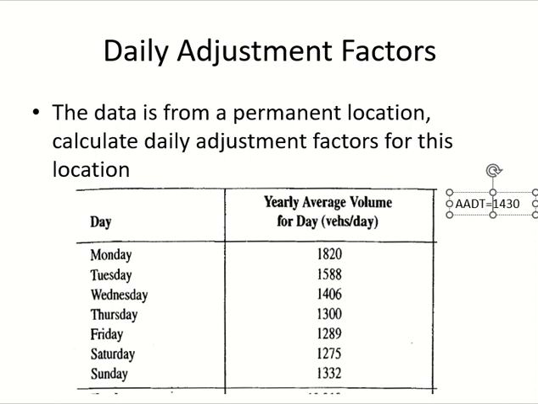Now if I want the adjustment factor of Monday, what did we do in the previous example? We took the average upon the traffic of Monday. Same thing here. Average means the daily average, the AADT, upon the traffic of Monday. How much? Similarly, for the rest of the days, AADT upon the values for the rest of the days. I'll show you the factors next time, but you can try it yourself. Okay, thank you.